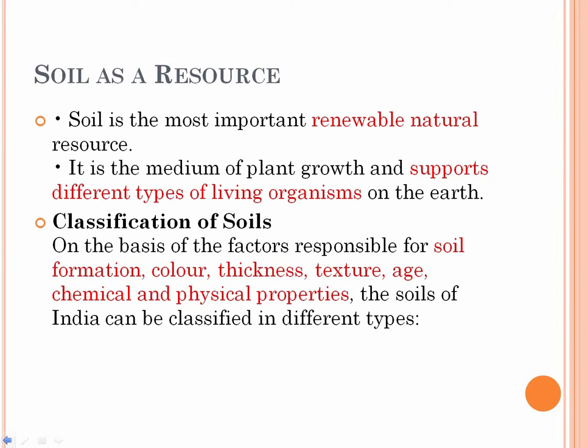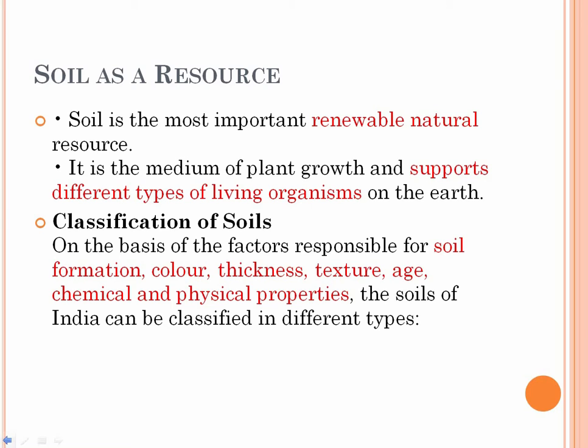Depending on the parent rock, whether it comes from sedimentary rock we get alluvial soil, and from igneous and metamorphic rock we get black soil. So from different rock we get different soil. And the color, like red, yellow and black soil. Thickness: the black soil is thicker than the red and yellow soil.